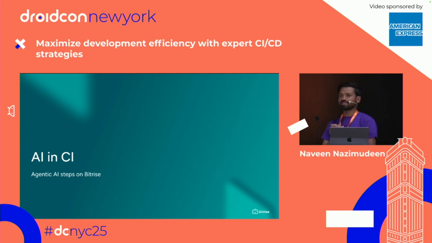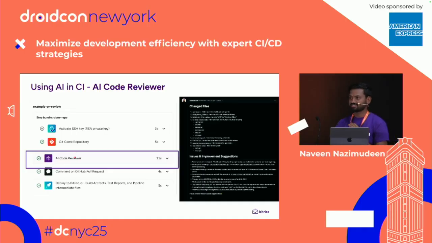And the final topic that I want to look at is AI in CI. That is how you can run agentic AI steps on Bitrise. We have the AI code reviewer step, which, if it is a pull request, can review the code changes in files and post feedback to the Git PR as a comment.